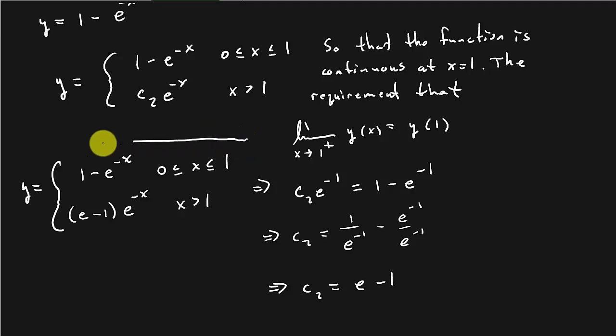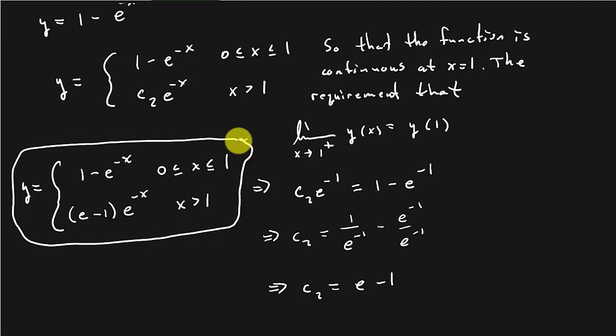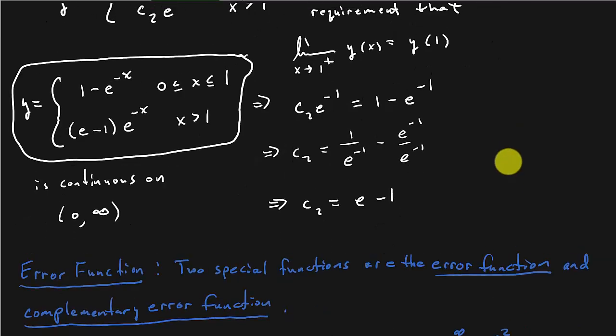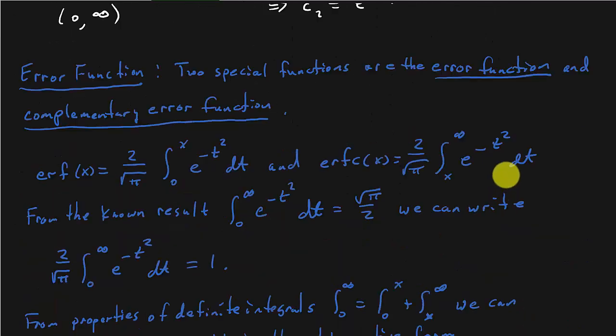And there you have it. And this is continuous on 0 to infinity. We're going from 0 all the way to infinity. And so there's your solution. All right, we got one more example. Just hang in there with me.